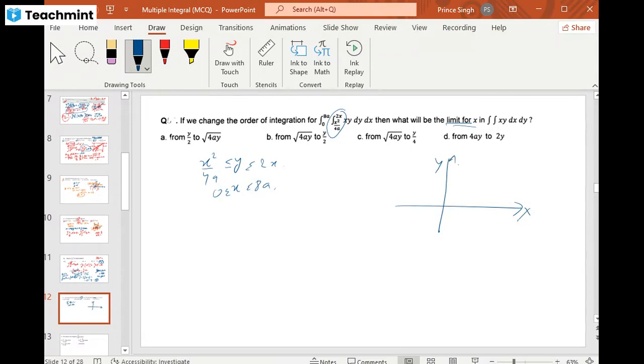Okay, so the limit of y starts from y equal to x square upon 4a and y equal to 2x. So x square means x can be negative, x can be positive, but y is always positive. It means it is an upward parabola, a symmetric curve, and y equal to 2x is a line passing through this region. So we are given the limit of y, it means that we are moving horizontally.